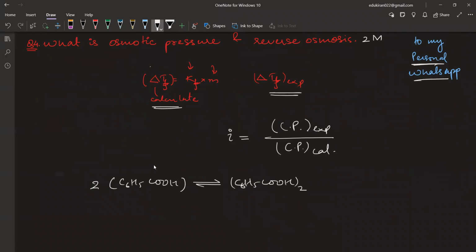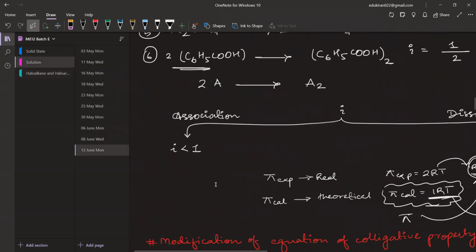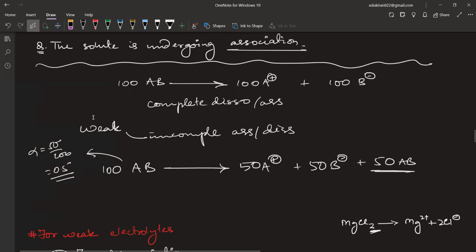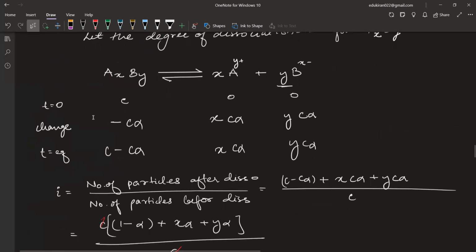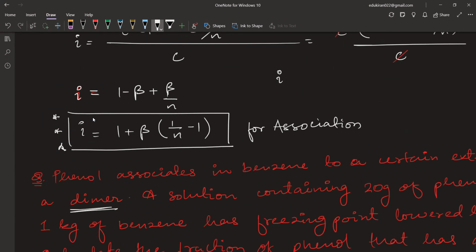whole twice. That means the N will be equal to what? 1 upon 2. What is N? N is from the beta. So you go down here. For weak electrolyte, for association, what do we have? Beta we have, right? So here N is equal to 2. So I have got I, colligative property experimental upon colligative property calculated. From here I have got the I. Then I know the N will be equal to 2. And then you just have to calculate the beta. That is it. You got it now? Yes or no? Tell me what you have to do.